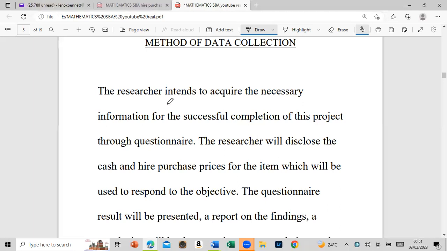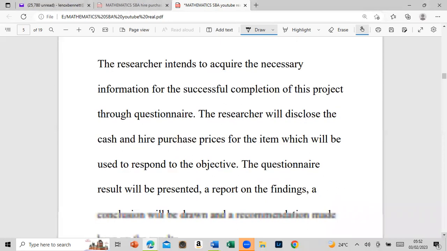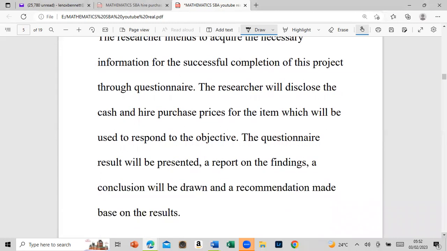Alright. So the researcher intends to acquire the necessary information for the successful completion of this project through a questionnaire. The researcher will disclose the cash and hire purchase prices for the item which will be used to respond to the objective. The questionnaire result will be presented. So you're telling them basically where you are going, right? A report on the findings. Reporting on the findings, conclusion will be drawn and a recommendation made based on the result. So this is just a brief description of what you're going to be doing with the data, right?